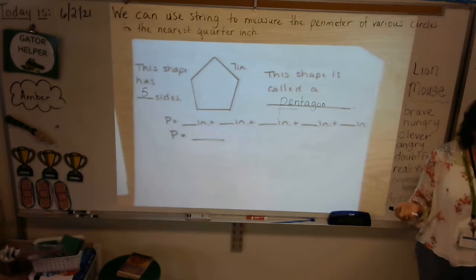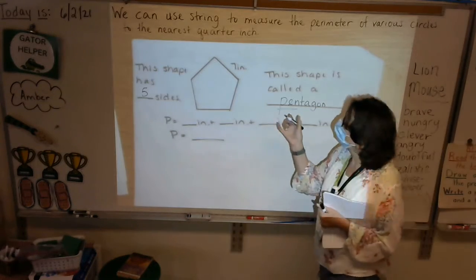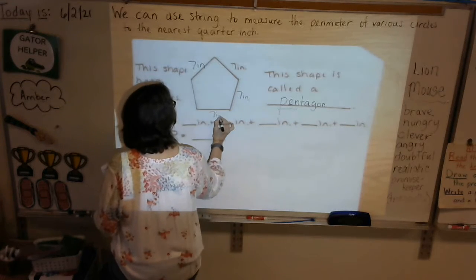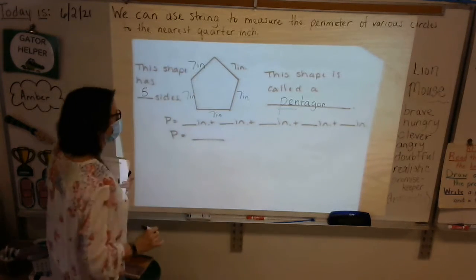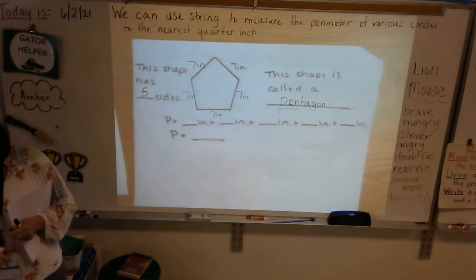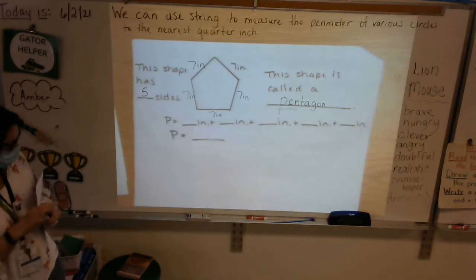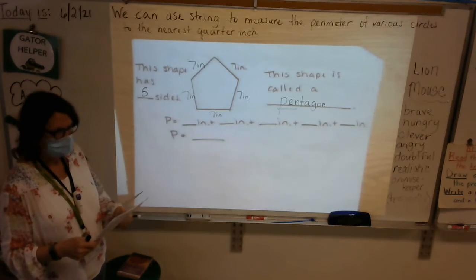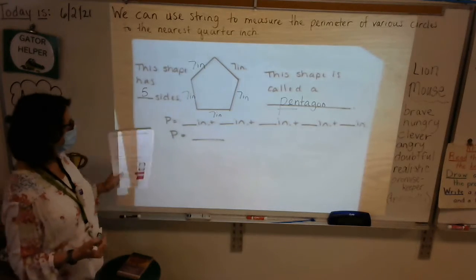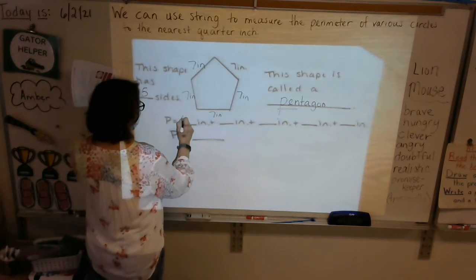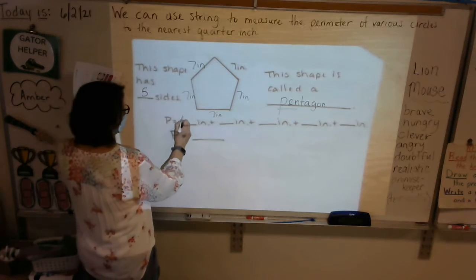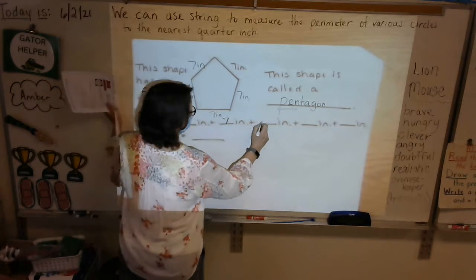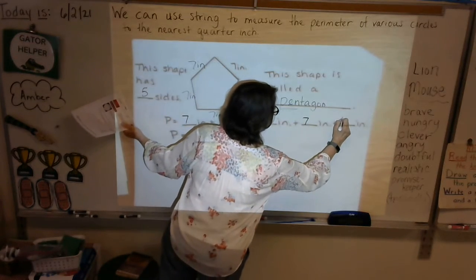So if one side is 7 inches, what do we know, Corbin? All the sides are 7 inches. So go ahead and label your missing side lengths. And then write your number sentence and find the total perimeter. Eli, what's your number sentence? 7 plus 7. All right, how about start with P equals? How about 7 inches? 7 inches plus 7 inches.